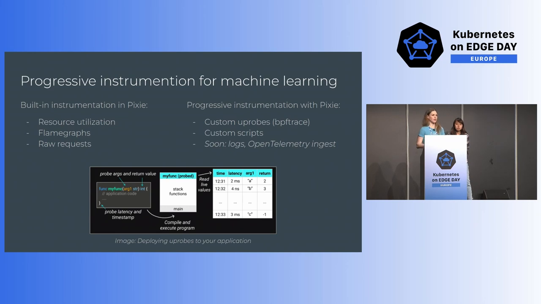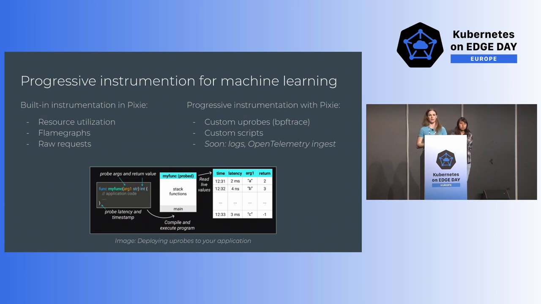So I think the way we think about Pixie is progressive instrumentation, which means you start with a baseline of a certain amount of visibility into your system, and you can extend that visibility in areas that you're interested in. So Pixie, right out of the gate, has things like resource utilization, flame graphs showing which functions are taking a long time in your application. It shows the raw requests in and out of your application.